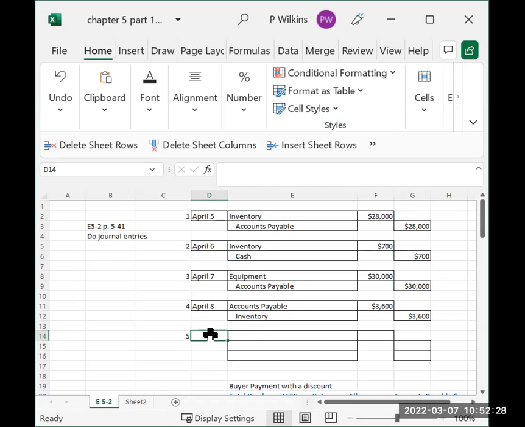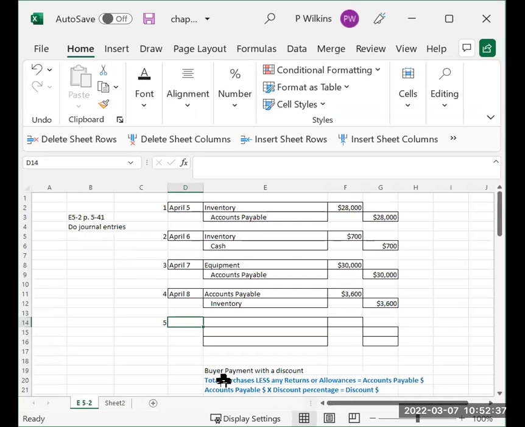So we bought it on April 5th. We're paying it on April 15th. That is within the 10 days, so we get to take the discount. So now we have to do the formula, right? And what is the formula?